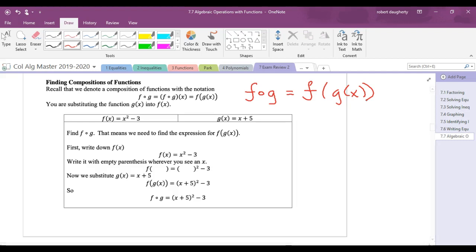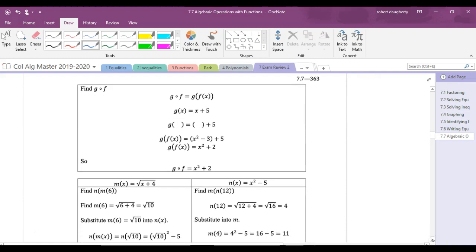Okay, the way we always did this was start with the outside function f. So f of x is x squared minus 3. Rewrite this with blank parentheses everywhere you see an x. So f of blank parentheses equals blank parentheses squared minus 3. Now, what has to be substituted in there is x plus 5, which is g of x. So everywhere you see that, you'll put an x plus 5, and then this is what you end up with. F composition g is x plus 5 squared minus 3.